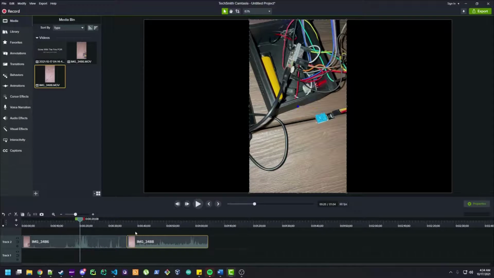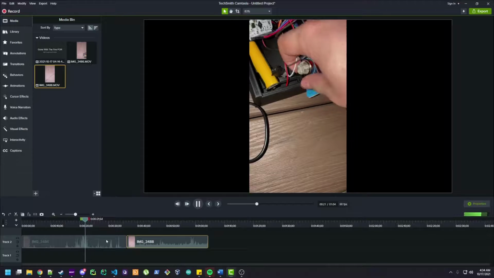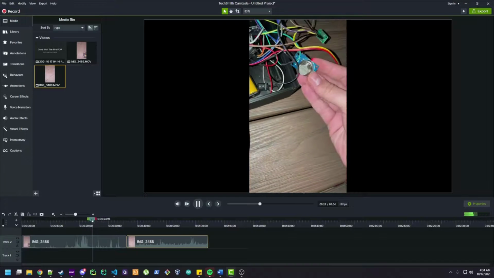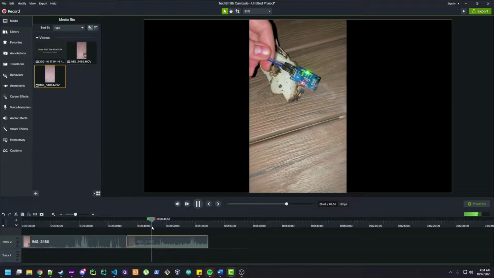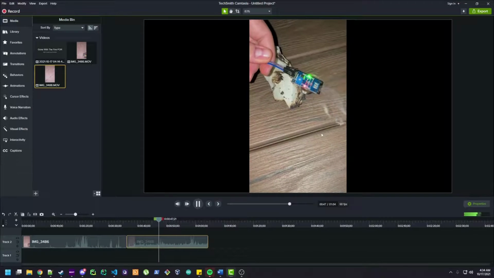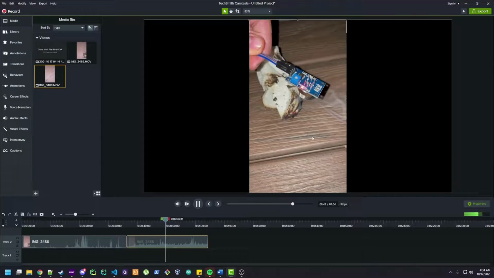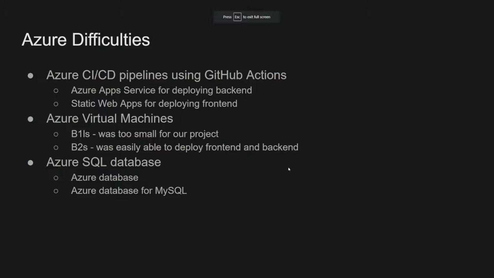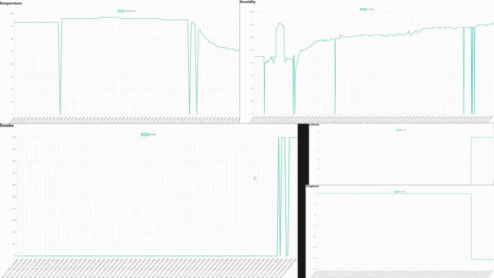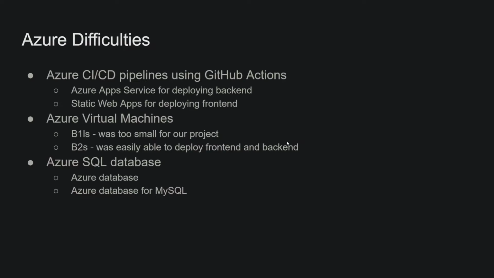Also, here's a video of some of the sensors being used. There's also the smoke itself. The sensor working. In the slides we showed earlier, you can see when the smoke was picked up. It's the bottom left graph here. It was 0, and then it spiked up when we lit the paper towel on fire. But yeah, I think we can continue.